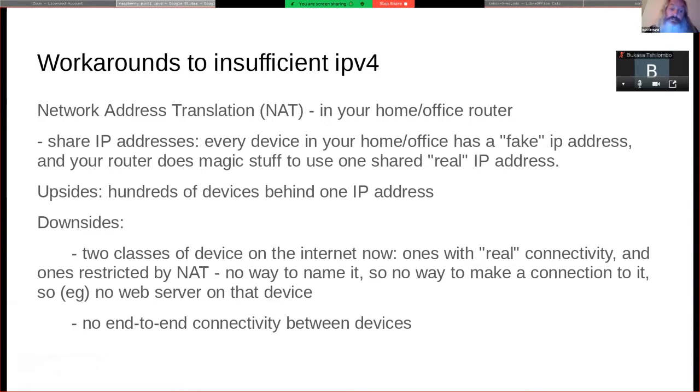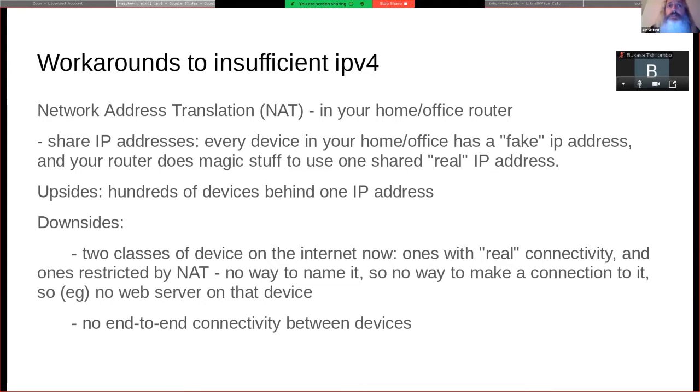The downsides, though, which are frustrating if you're a sort of hobbyist geek that wants to run your own web server, for example, is there's now two kinds of device on the internet. There's the ones with a real IP address, and there's ones that are behind this kind of home router NAT setup. So you can't, for example, run your own web server behind a NAT box very easily because it doesn't have a public IP address. So there are workarounds you can do, but they're a bit awkward.